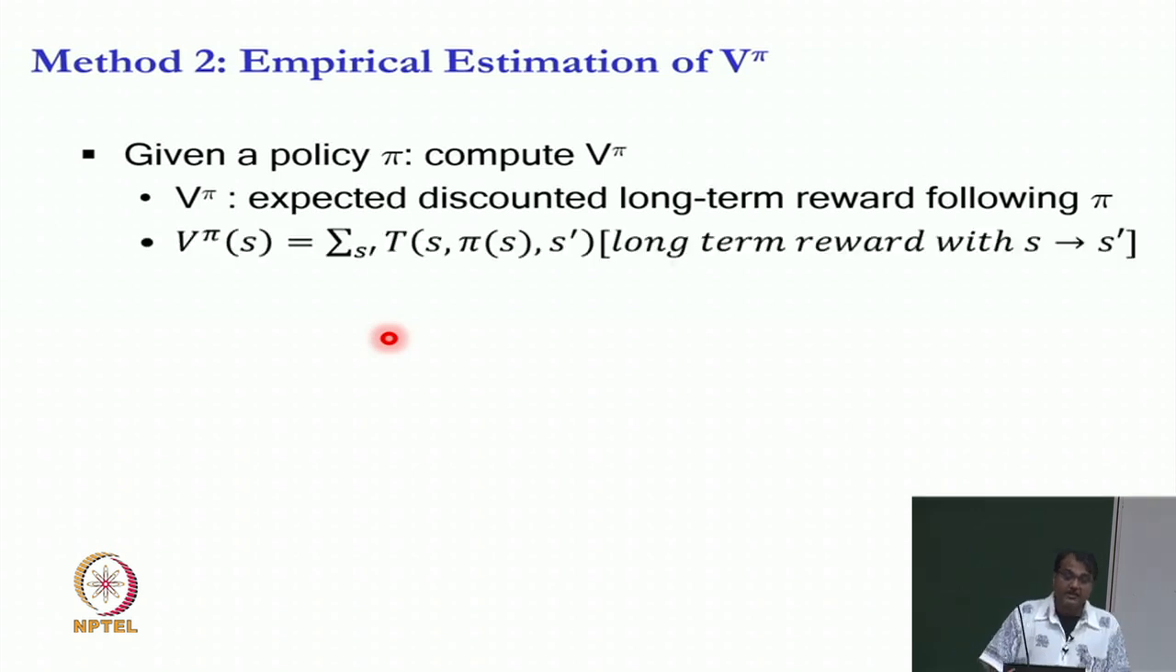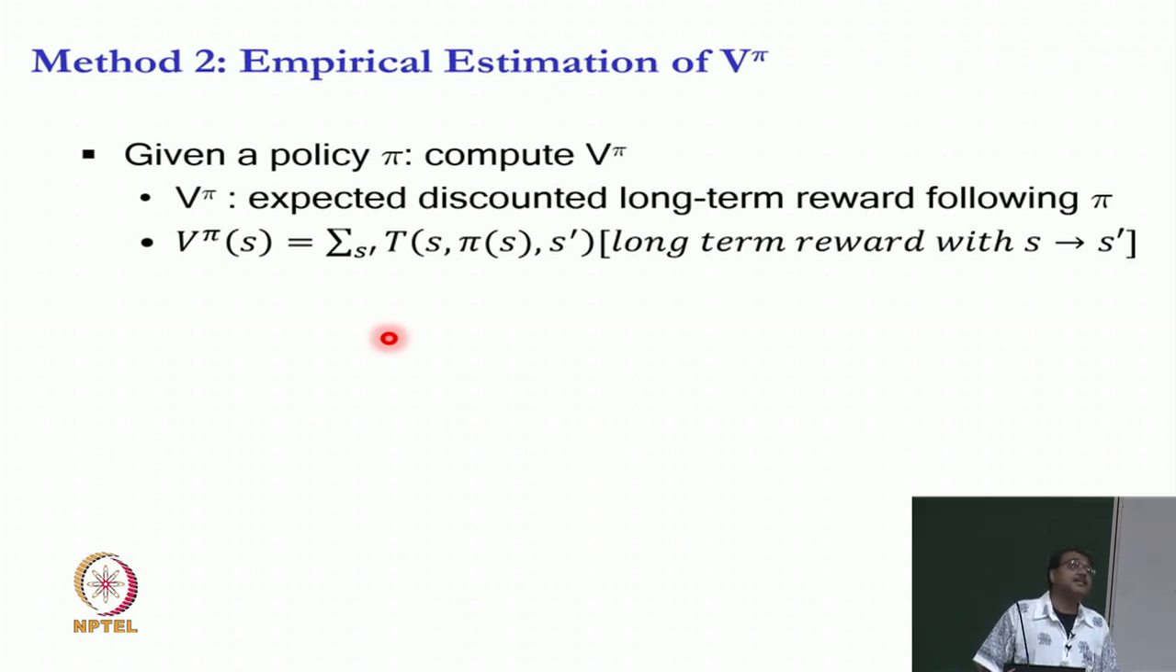You can write it down as summation over S prime, the transition from S to S prime, times the long term reward with the transition S to S prime, right, the immediate reward plus long term reward. I have just written it down like this, right, R plus the reward starting in S prime.